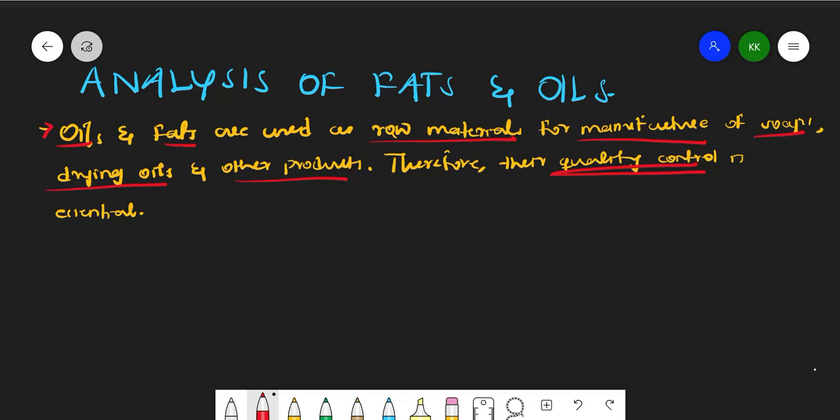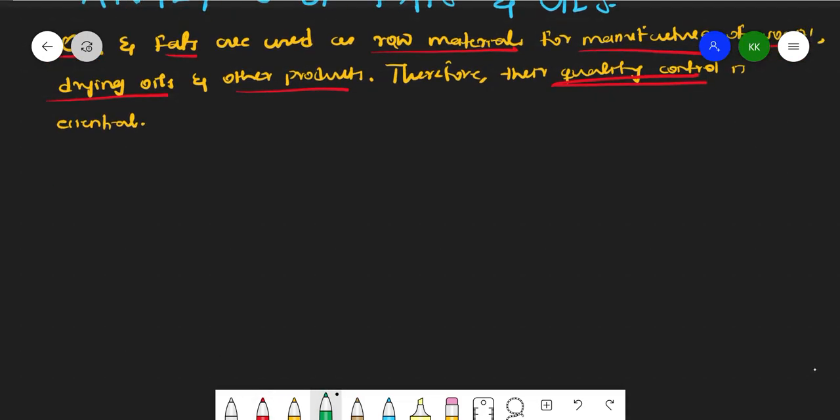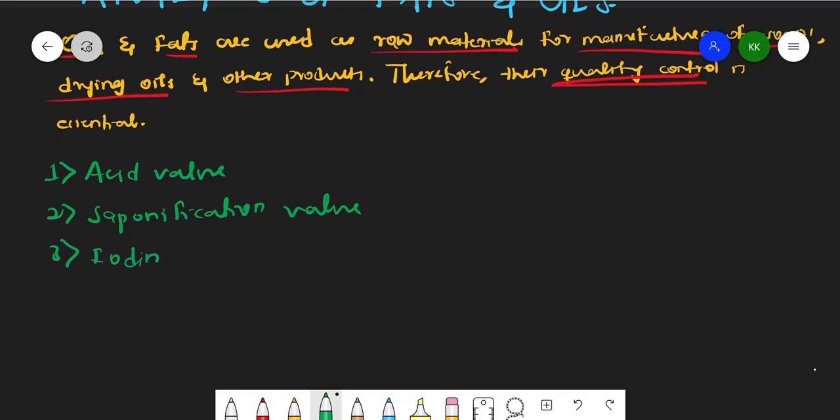That's the thing. So there are a few parameters, right? Let me tell you one by one. These are the parameters of this analysis of fats and oils. First we see this acid value. So this is one parameter, and the second parameter is saponification value. I hope you know, in chemical reactions we have studied saponification, right? So here we see the saponification value, right? So these are the few parameters, and the third parameter is iodine value.